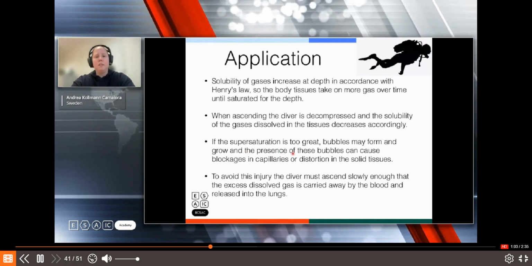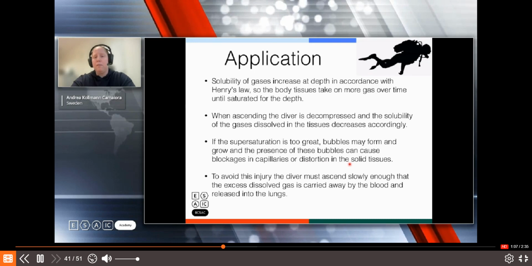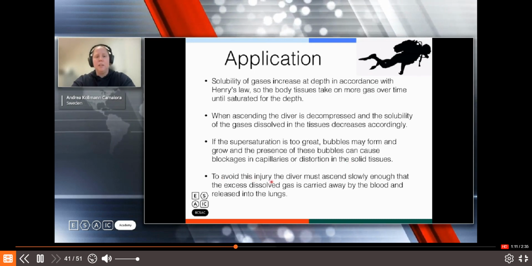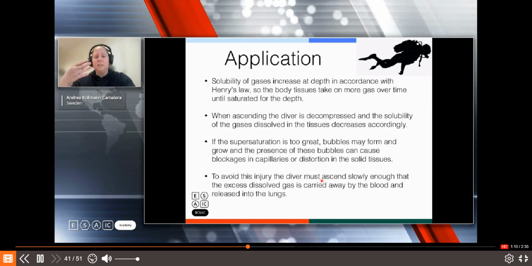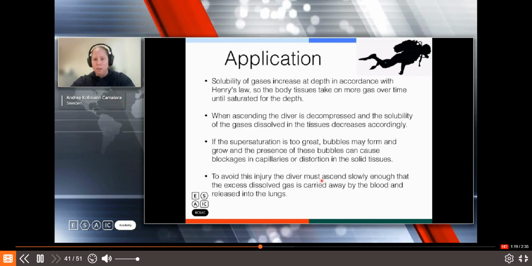And the presence of these bubbles can cause blockages in capillaries or also affect the solid tissues. So to avoid this injury, the diver must ascend slowly enough that the excess dissolved gas is carried by the blood and released into the lungs slowly.